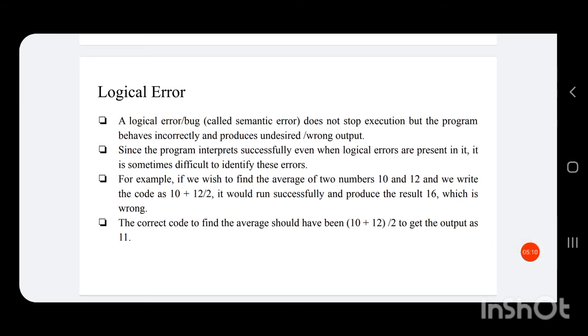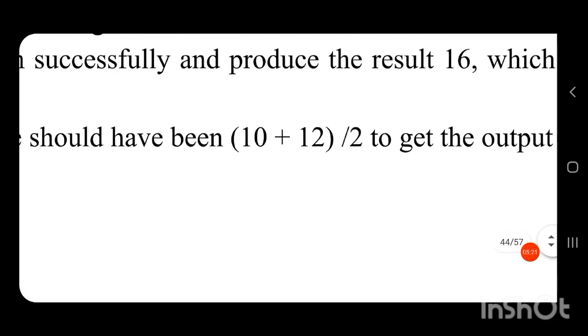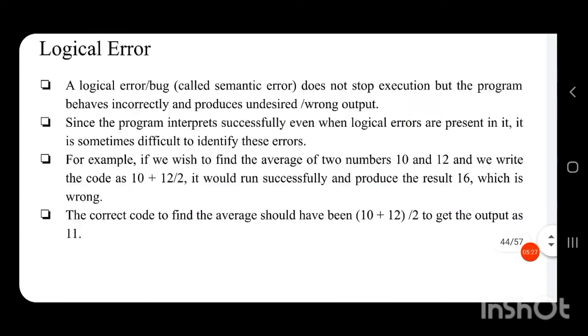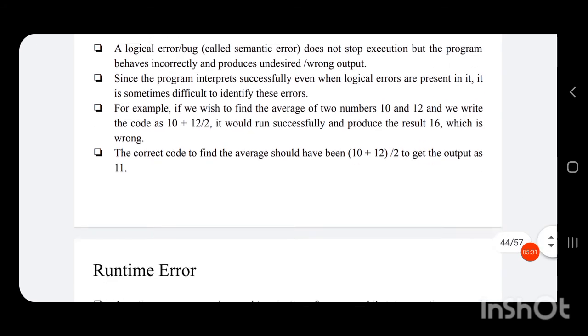Due to the lack of logic, these errors are very difficult to find out. So if we correct this, 10 plus 12 by 2, by inserting a bracket, (10 plus 12) by 2, then the output will be obtained correctly. So this is what a logical error is.